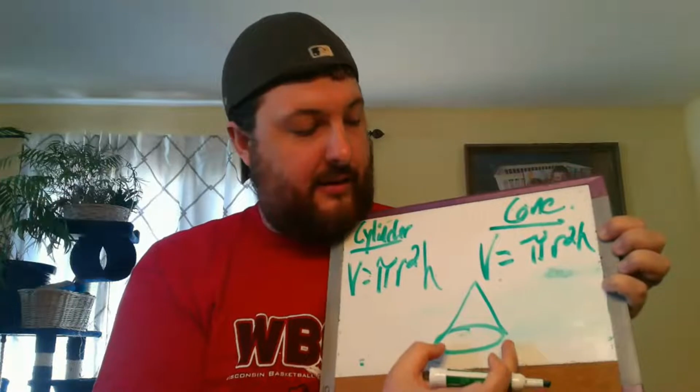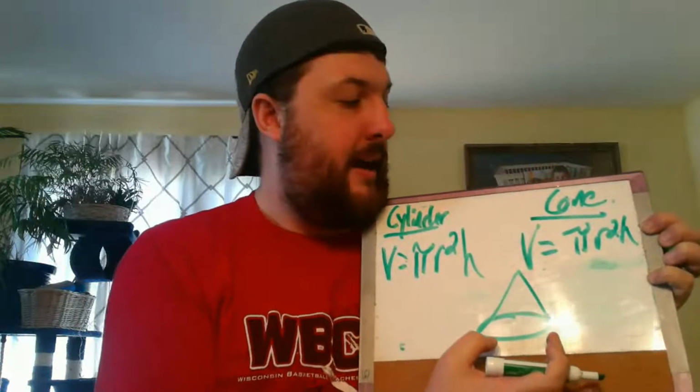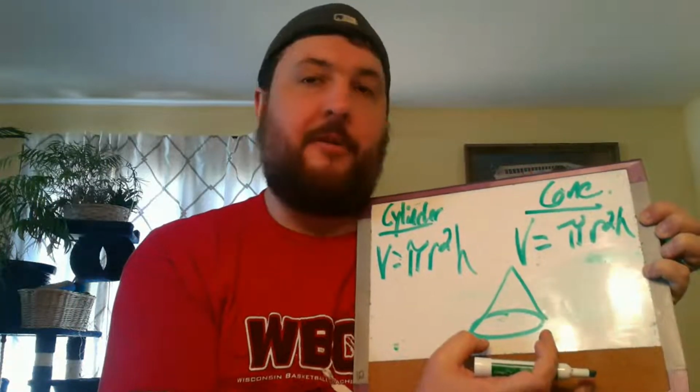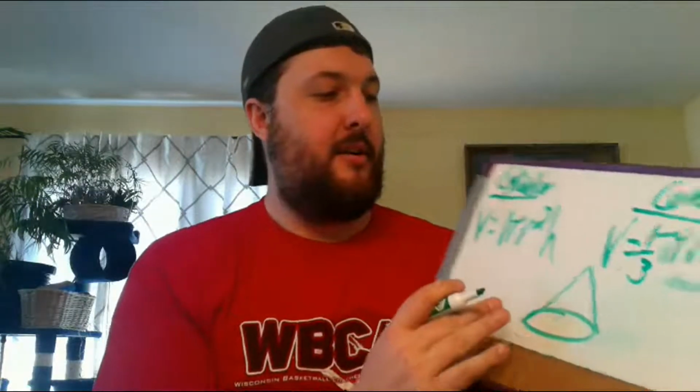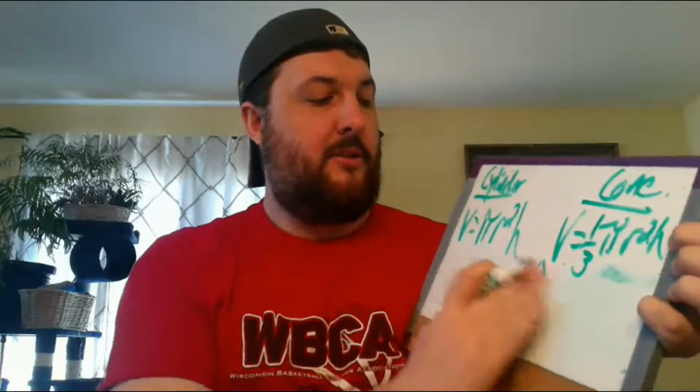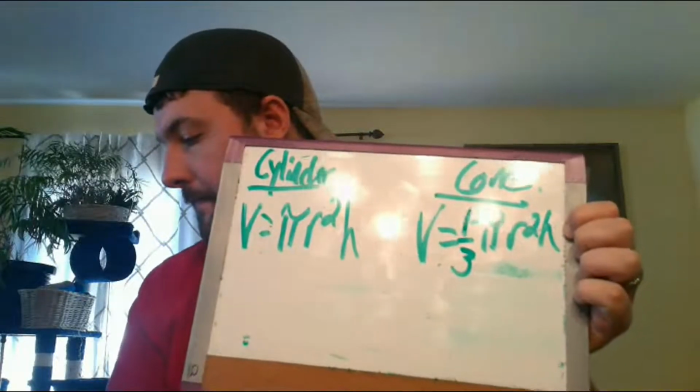The cone is pretty much the same formula. It's pi r squared times the height, but obviously you can't put as much water in there, so you end up dividing by something. What you do is divide it by 3, or multiply it by a third. So these two formulas are very similar.